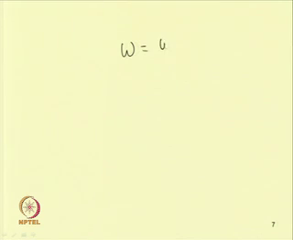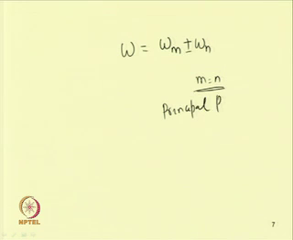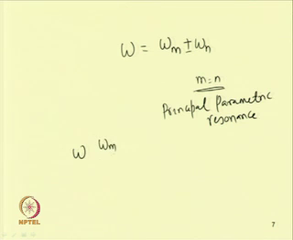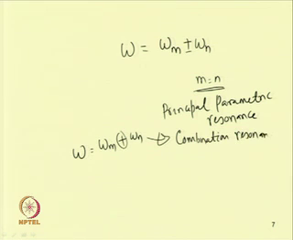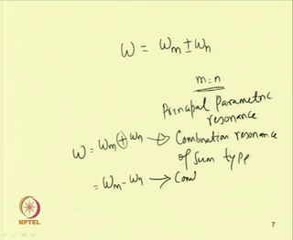So, this will be equal to omega m plus or minus omega n of the system. When m equals n, this is known as the principal parametric resonance condition, and when m is not equal to n, then we will have two conditions. One will be omega equals omega m plus omega n, where m and n are the mth and nth mode natural frequencies. When you take the sum type, this will be combination resonance of sum type, and the other, when omega equals omega m minus omega n, is combination resonance of difference type.